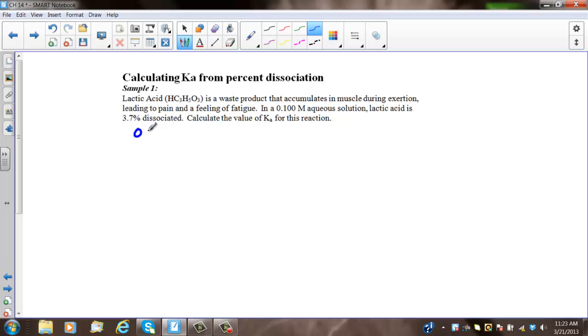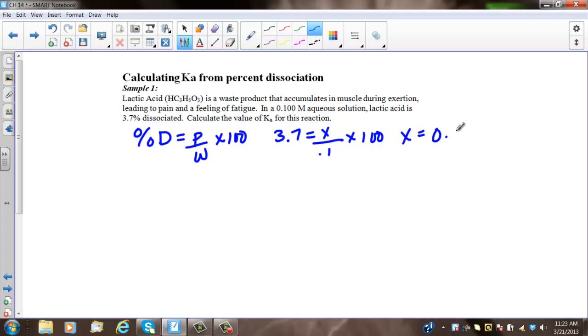The first thing we want to do is write our percent dissociation equation. So it's percent dissociation equals part over whole times 100. You know what your percent dissociation is. It's 3.7. You don't know what your part is, but you definitely are given your initial concentration, which is your whole, which is 0.1 molar, times 100. In solving for x, we get x equal to 0.0037 molar.